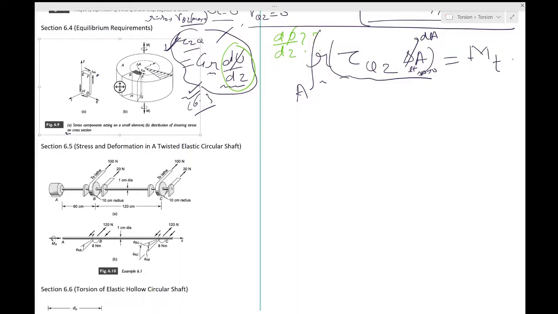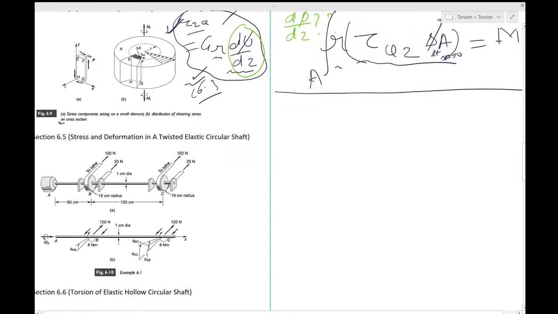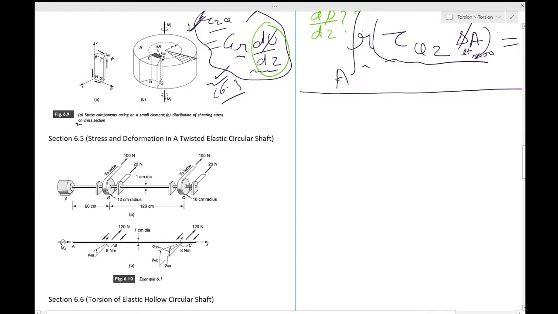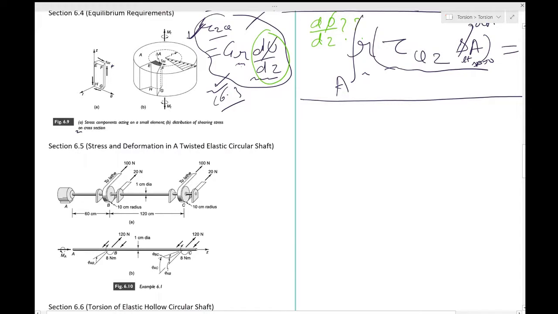We now begin with section 6.5, which is the stress and deformation in a twisted elastic circular shaft. Just put it up like this, and we'll go through what we have covered so far in this particular chapter.